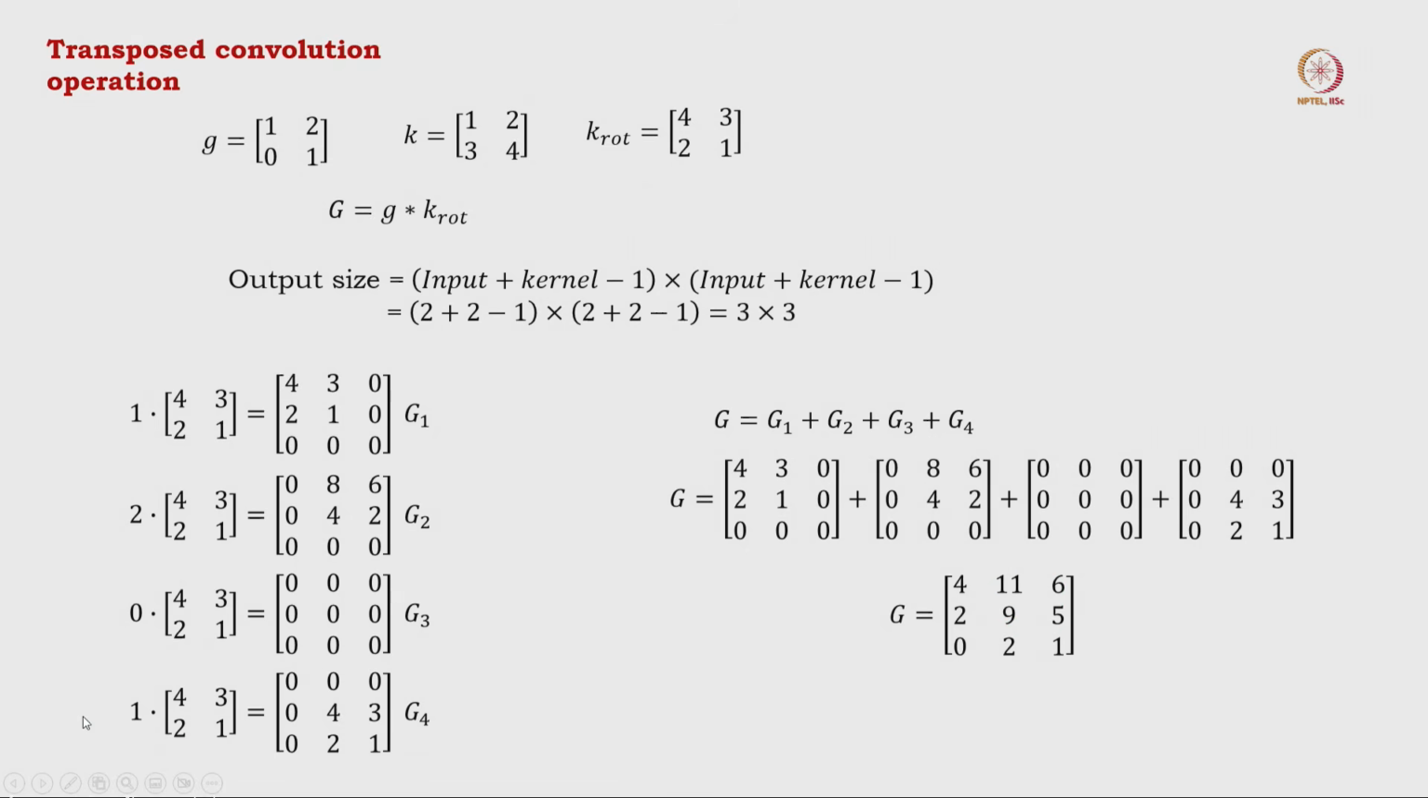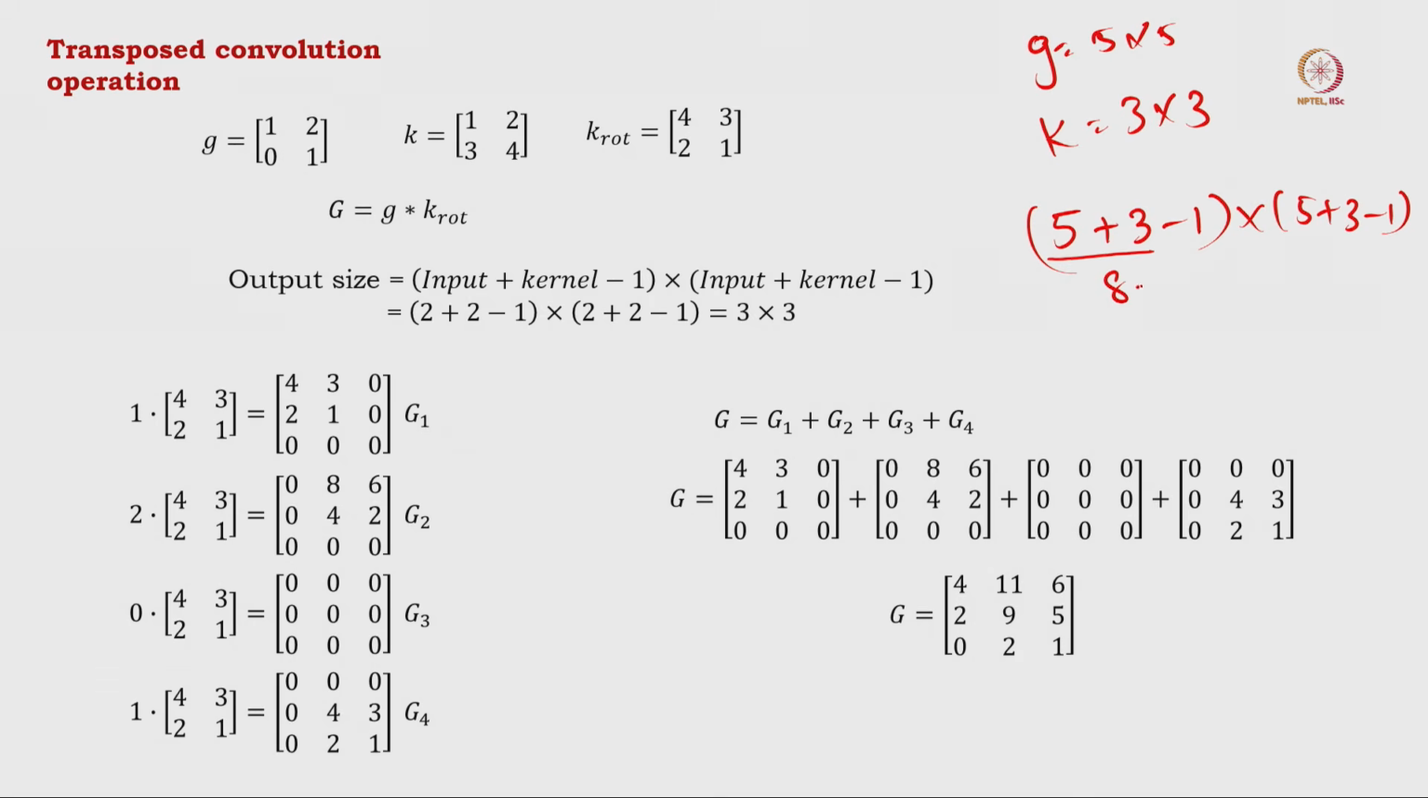Now, you can ask, our input size in the previous slide, the G value, is 5 cross 5 and the kernel that we have taken is 3 cross 3. So, substitute back into this formula: 5 plus 3 minus 1 into 5 plus 3 minus 1. So, 8 minus 1 is 7, 8 minus 1 is 7, 7 cross 7.